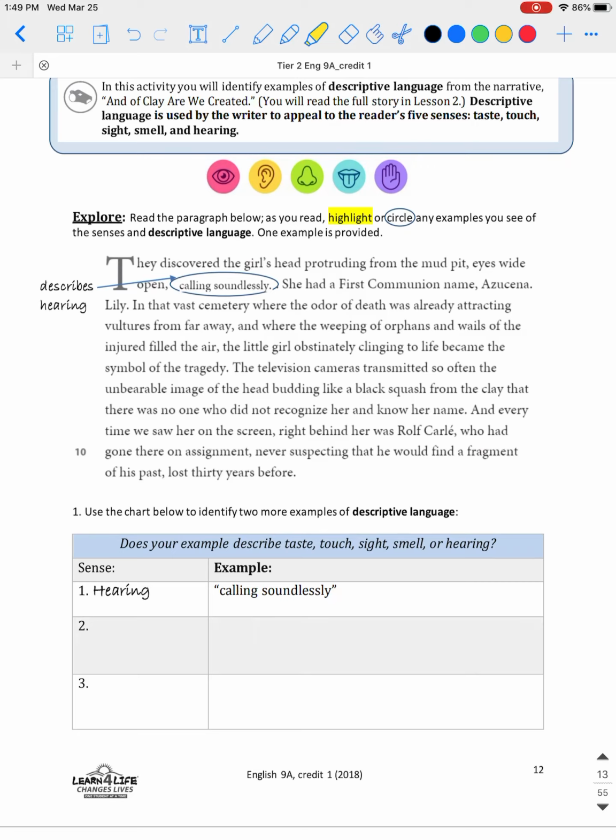So go ahead with whatever examples. If you see a sense of smell in the paragraph, write the sense on the left side and your example on the right side. So go ahead and finish that. Once you finish that part, you are done with lesson 1 and you are ready to move on to lesson 2.